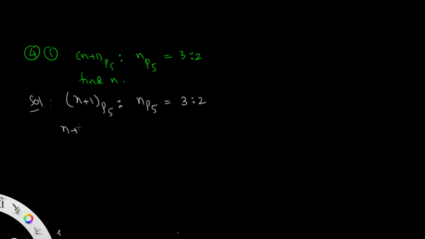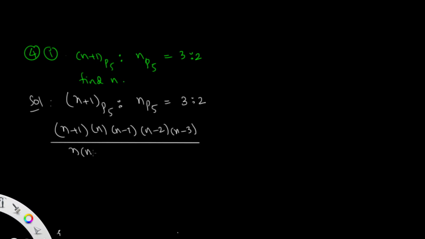Starting with n plus 1, we write the number of terms: the next one is n, then n minus 1, n minus 2, and n minus 3. Count: 1, 2, 3, 4, 5. Starting with n plus 1 and writing 5 terms, decreasing. Divided by nP5, which is n into n minus 1 into n minus 2 into n minus 3 into n minus 4. Count: 1, 2, 3, 4, 5.